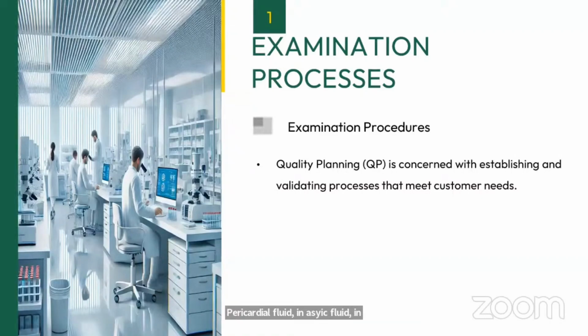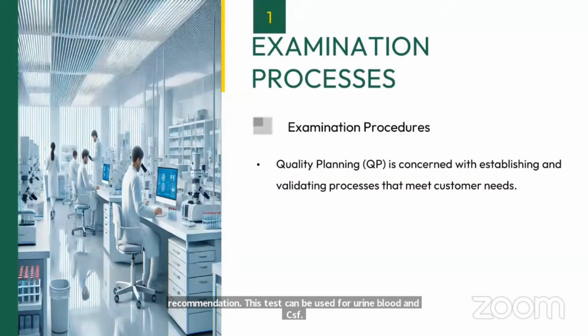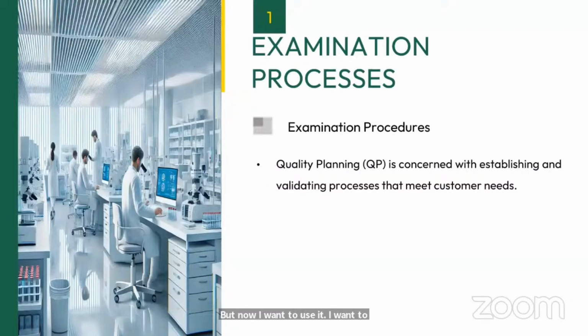Now what? I am going to do something which is not recommended by the manufacturer, because the manufacturer has already given a recommendation. This test can be used for urine, blood, and CSF. But now I want to use it, I want to try it for synovial fluid. So now again I want to perform a validation. The test method remains the same, but the specimen type has changed. So you have to perform the validation, because you are extending or going beyond the manufacturer's claim.